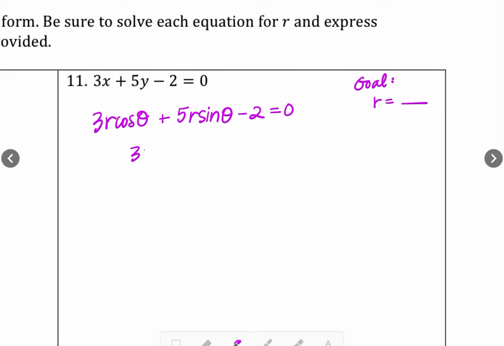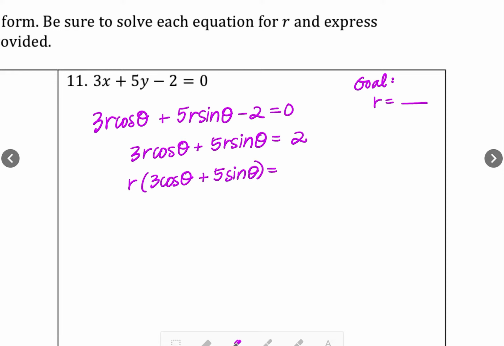I'm going to start by moving that 2 to the other side. Because when I move that 2 to the other side, I now see that both of these terms have an r in common, so I can factor that r out. So r times 3 cosine theta plus 5 sine theta equals 2. And this accomplishes another goal because it puts all my thetas together.